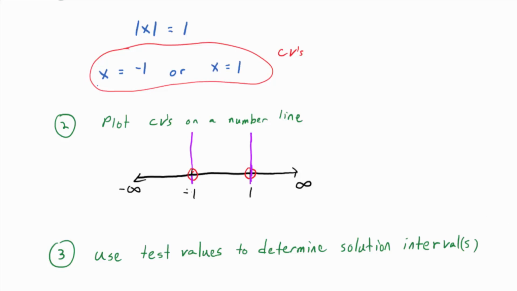So what would be a good test value in this interval from negative infinity to negative 1? We don't get too creative here. We could pick negative 1,000,000 if we wanted to, but negative 2, yeah. You just can't pick the critical value itself. And then the test value in between negative 1 and 1, which one would be easiest to work with? 0. And then you're thinking of the other interval. The interval from 1 to infinity, 2 would be easiest to work with.